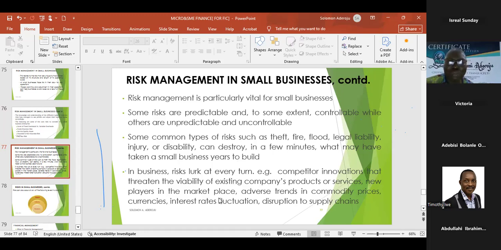Competitors threaten the viability of your existing products, your marketplace, adverse trends, and so on and so forth. These are the business risks, and you should know how to manage them.